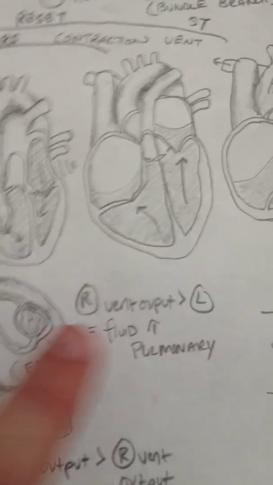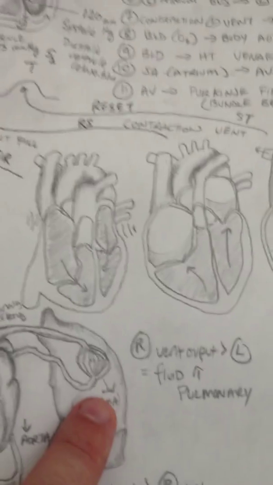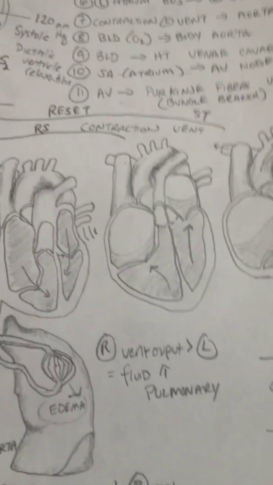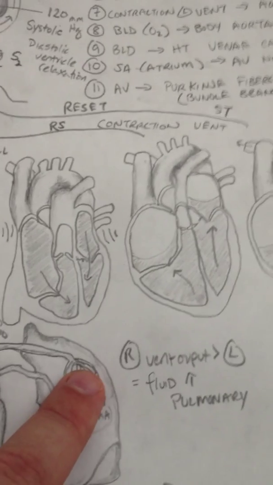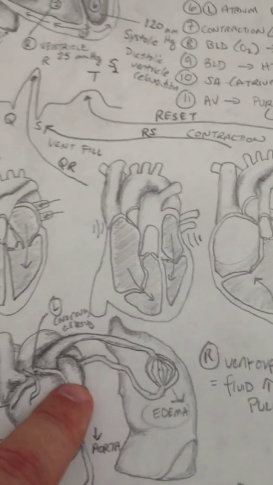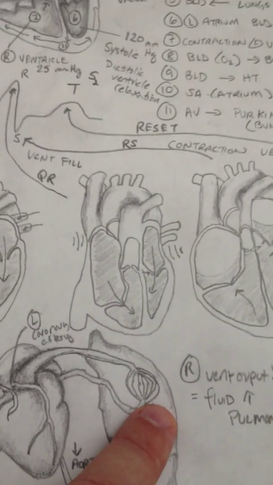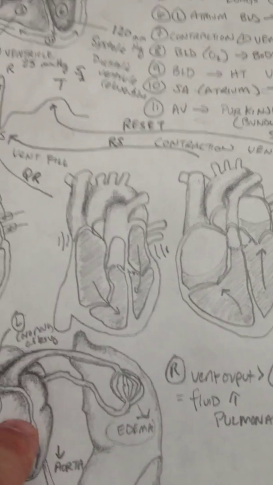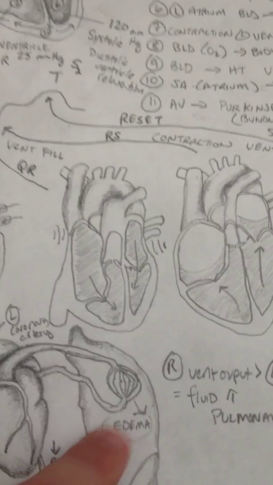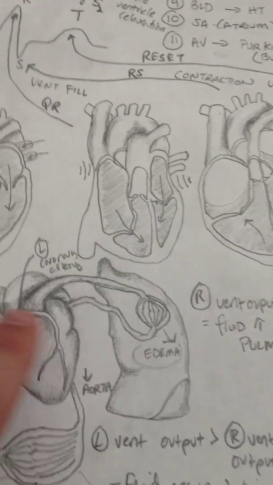If the right side is pumping greater than the left, we'll have fluid accumulating where? In the pulmonary. Why? We just said the right side pumps where? It pumps blood to the lungs. And if this is not able to come back fast enough, volume-wise, to the left side, what's going to happen? We're going to have fluid accumulation right here because it's not happening fast enough. Now remember, the pressure is a big difference. So we have a lot of pressure on the left side of the heart because we have to pump it through what?